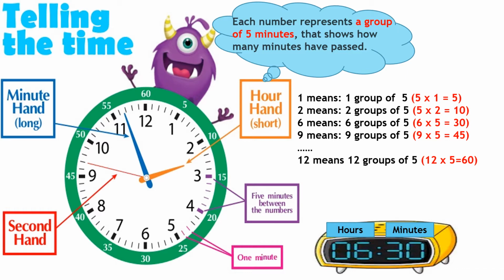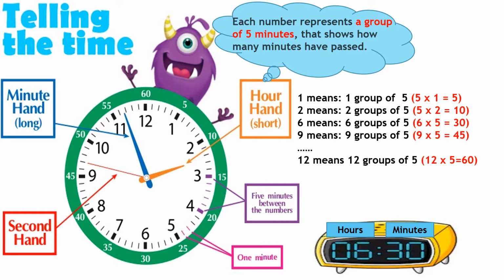5 times 1 equals 5. We studied it in the array. Yes, in array we studied it. And when it moved to number 2, it means 2 groups of 5. So 5 times 2 or 2 times 5 equals 10. And when it moved to 6, it means 6 groups of 5. So 6 times 5 equals 30.